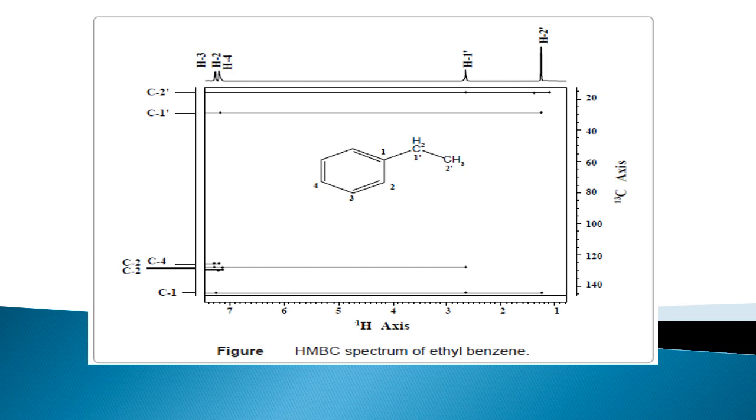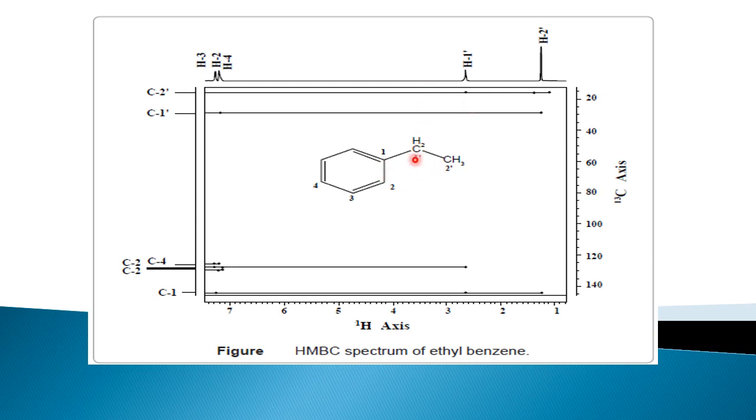This is the HMBC spectrum of ethyl benzene, a very simple organic molecule. In this spectrum, we see that these methyl protons, that is H2, are connected with carbon 1. These methyl protons are connected with carbon 1, that is, this shows connectivity with carbon 1. These methyl protons are also connected with the quaternary carbon, this aromatic quaternary carbon. This HMBC shows this connectivity.